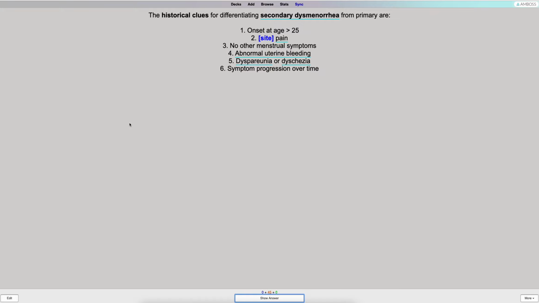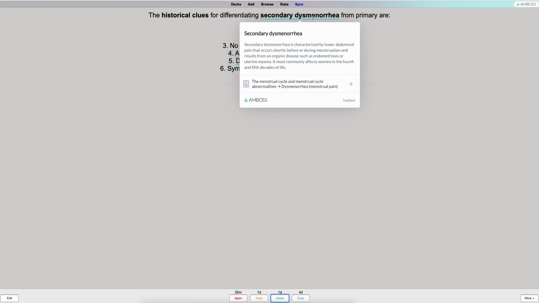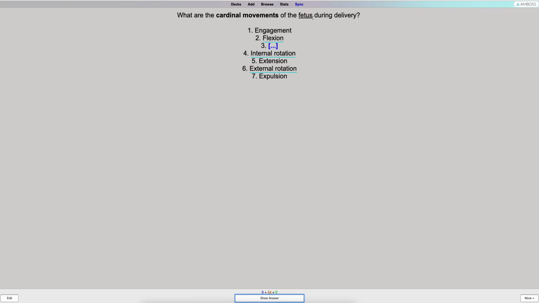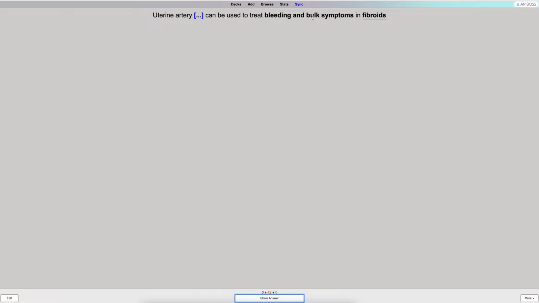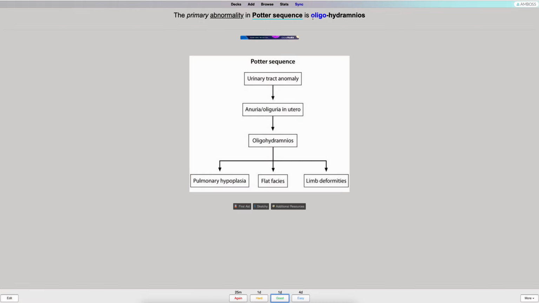Non-midline pain is a sign for secondary dysmenorrhea. This is abnormal menstrual bleeding. What are cardinal movements? Flexion, extension, descent. Responsive to antibiotics is treated with image-guided drainage. Uterine artery embolization can be used to treat bleeding, bulk symptoms, and fibroids. Primary abnormal cause is oligohydramnios.